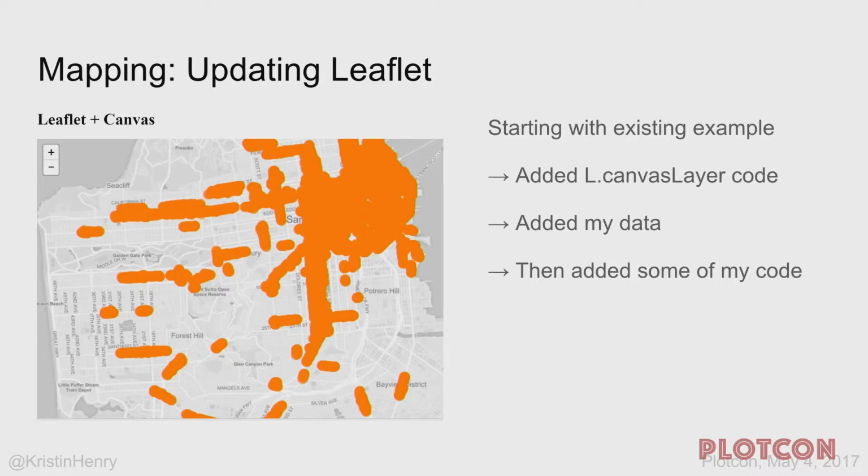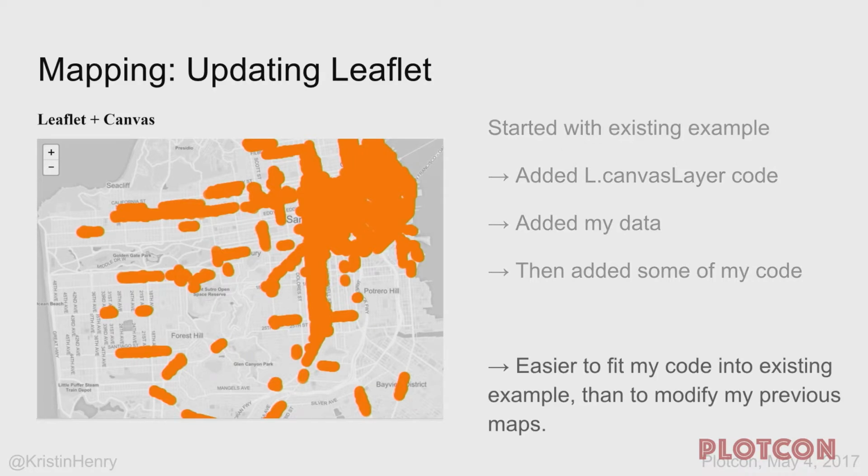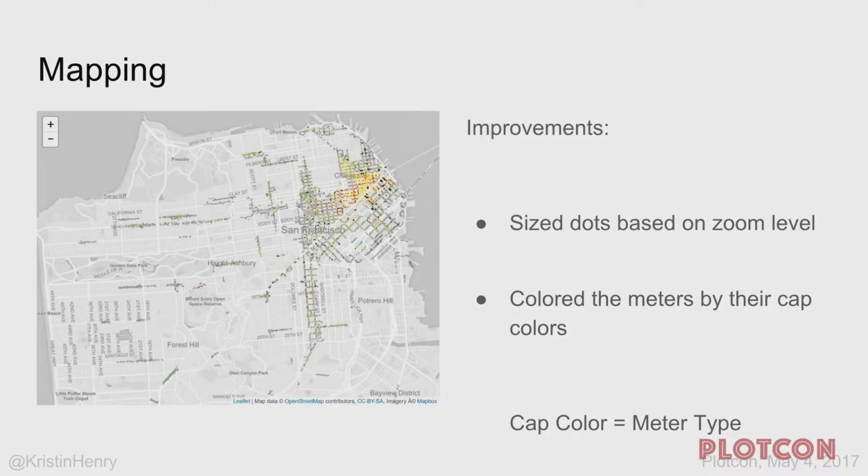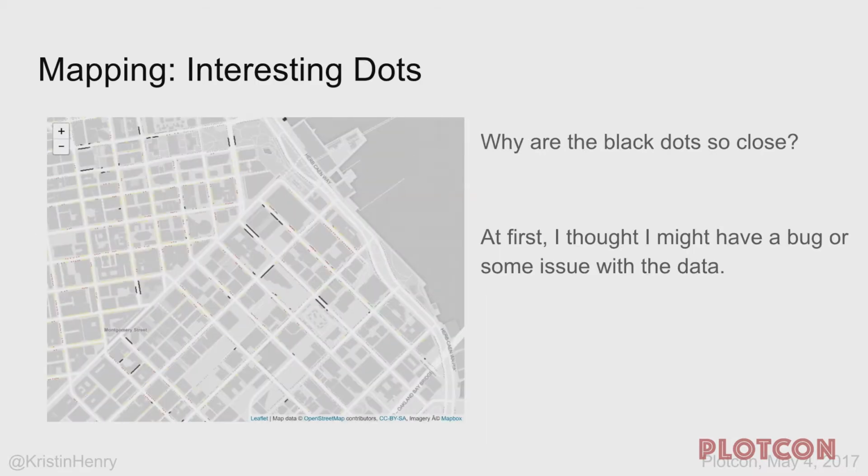Looks kind of messy, but I found that it was easier to insert some of my code into an existing example rather than trying to wrap their example around my code. So then I just sized the dots based on zoom level, and I colored the meters by their map colors, cap colors.